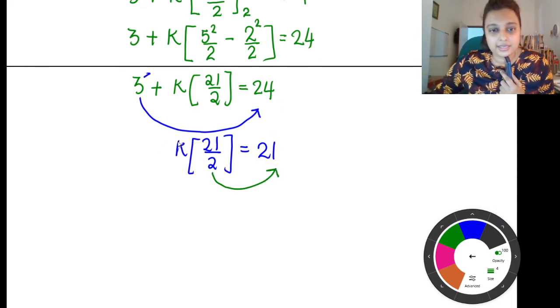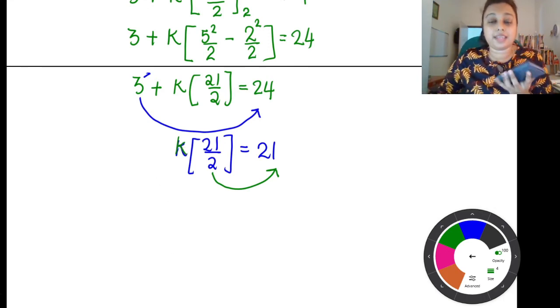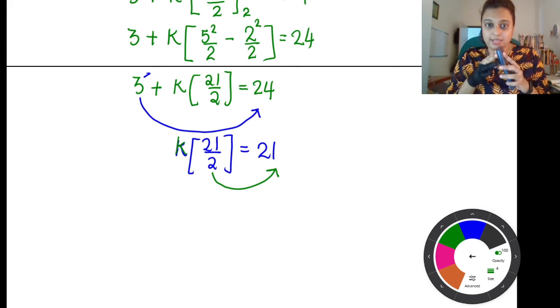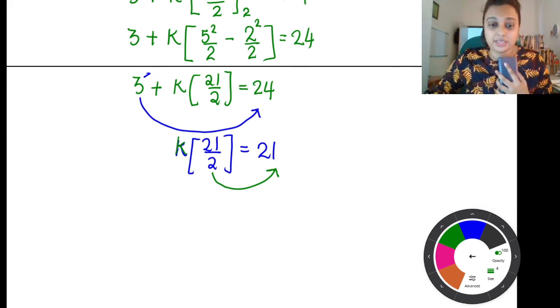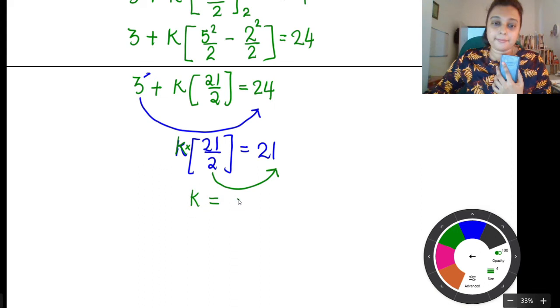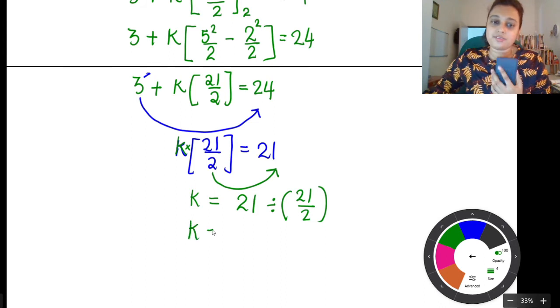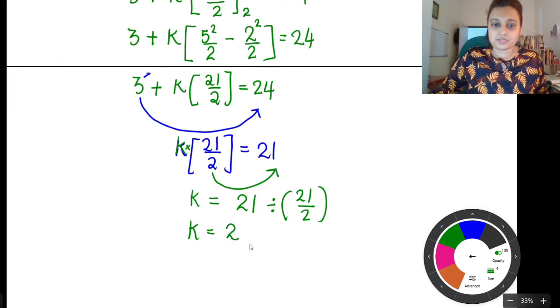When you see that it's attached to another letter or attached to another constant, that means actually in the middle here is times. So when you move, it will become divide. Okay, divide 21 over 2. So this one you can straight away key in your calculator. 21 divide 21 over 2. So you will get k is 2.